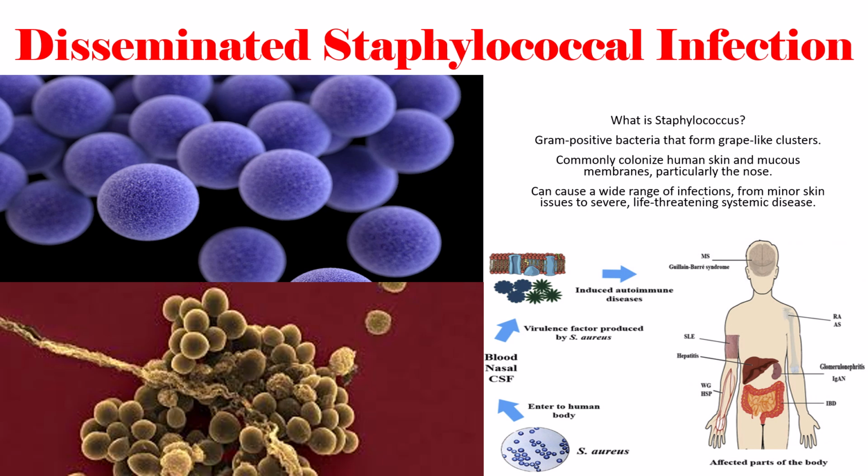Staphylococcus is a gram-positive bacteria that form grape-like clusters. Staph means a bunch of grapes. It commonly colonizes human skin and the mucous membrane, particularly the nose. It can cause a wide range of infections, from minor skin issues to severe life-threatening systemic disease. Let us see disseminated staph infection.